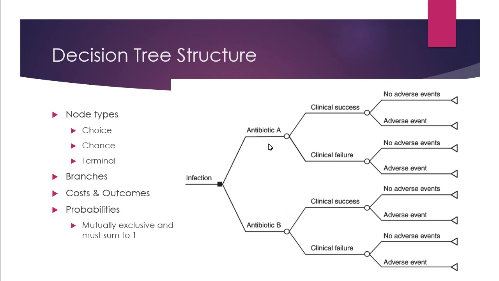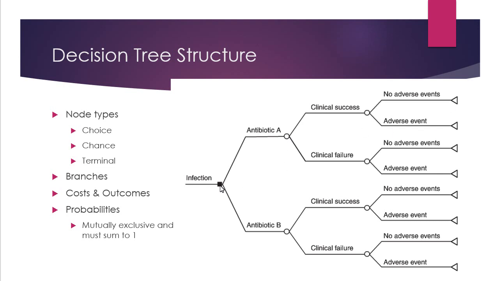So a decision tree always comprises nodes, which are the solid square box, the open circle over there, and then the triangle lying on its side. Whenever you see a square, that refers to a choice, so that's a choice node. Whenever you see a circle, that is a chance node, and whenever you see a triangle, that's a terminal node.